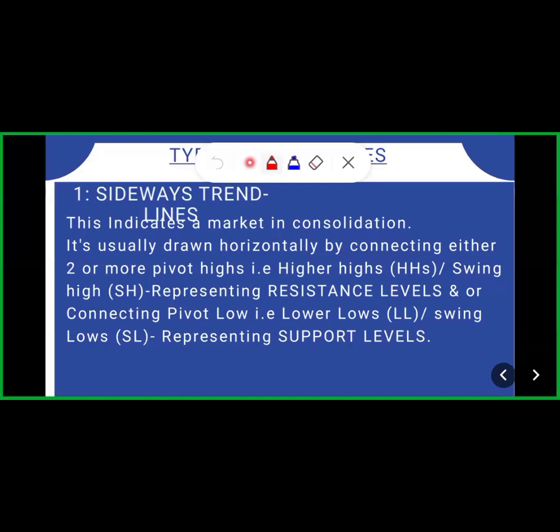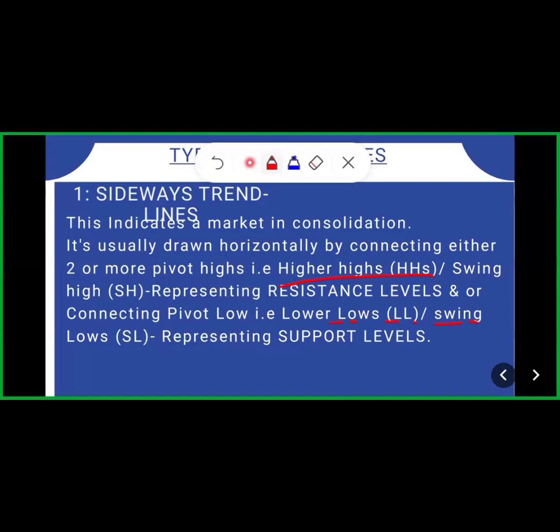So when you're drawing this trend line, if you're going to draw a resistance line, you connect the higher highs, or what we refer to as the swing high. Then when you want to draw a support, you connect any two or more lower lows, or what we call the swing low. And we're going to see this practically. I just want to give you the theoretical background, then we go into it practically. So it is very important.